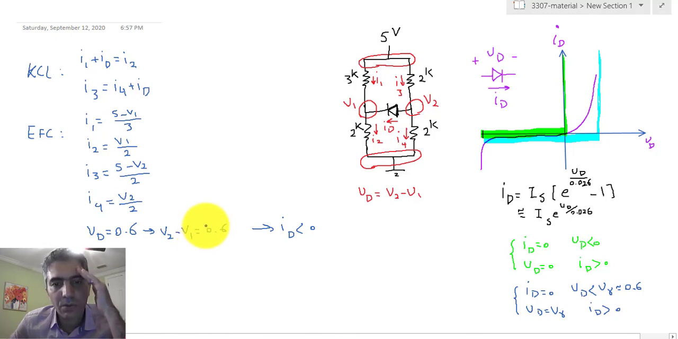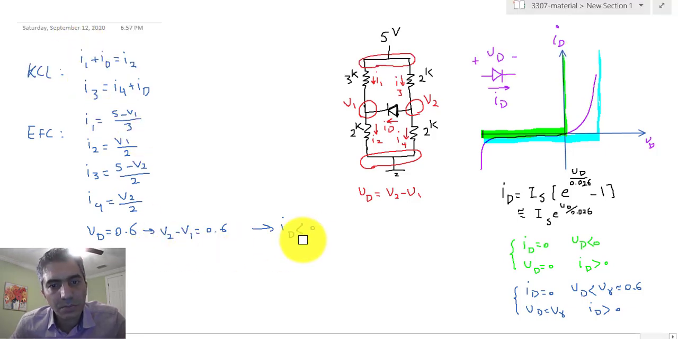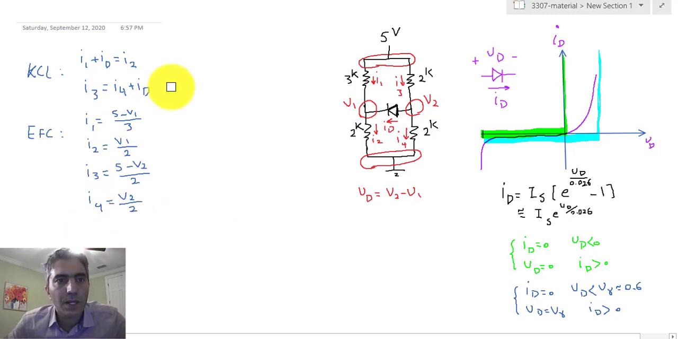Now to prove that for you, I can make the correct assumption, because with the correct assumption the math is going to be pretty simple, and show you that that's going to be consistent. In other words, if I assume ID is equal to 0, then VD is going to be less than 0.6 volts. So let's do that. ID equal to 0. So as soon as I make that assumption, again it goes back to I1 being equal to I2 and I3 being equal to I4. So the same thing that we saw before is going to happen.